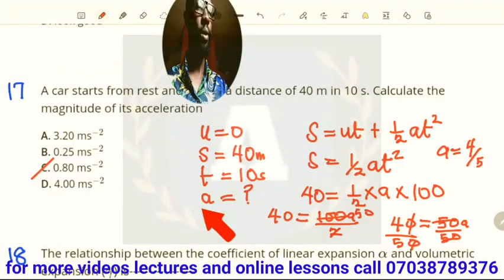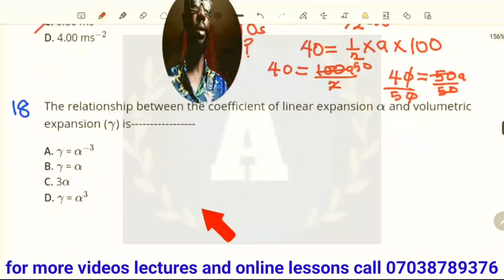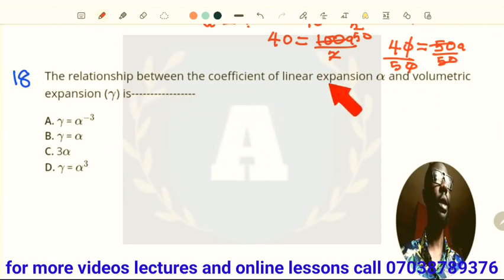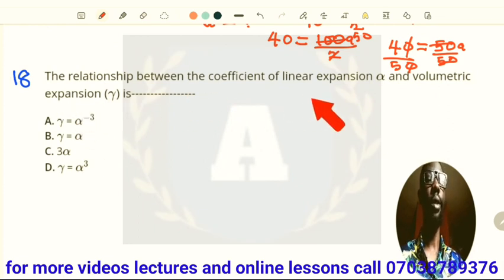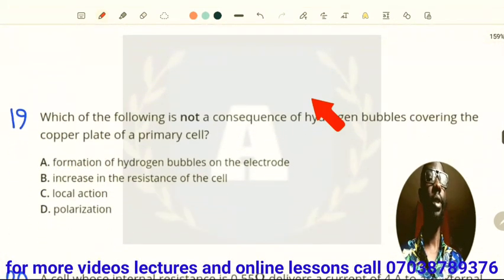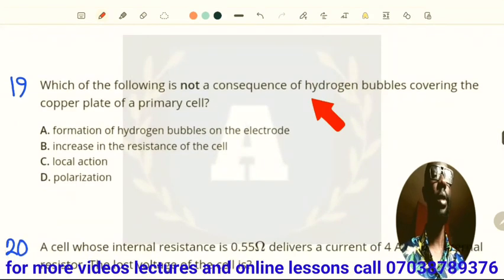Now quick one to the next question. What does it say? The relationship between the coefficient of linear expansion and the volumetric expansion is 3 multiplied by the linear expansion. Option C there.